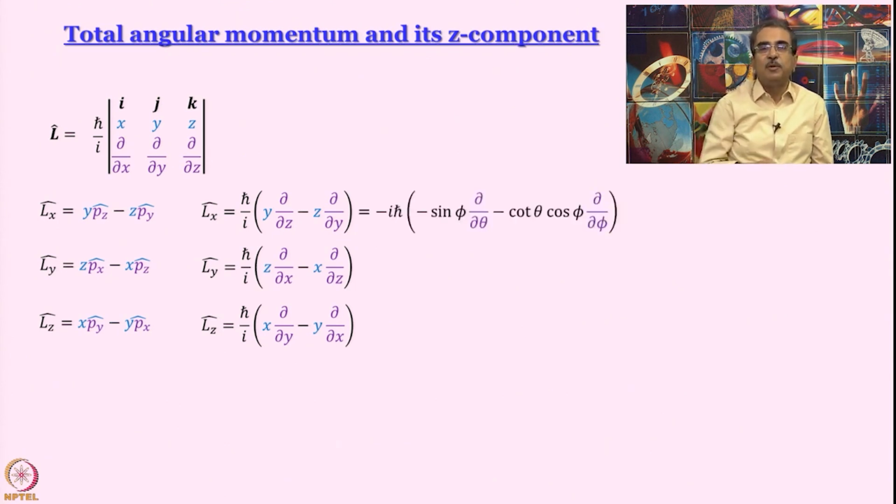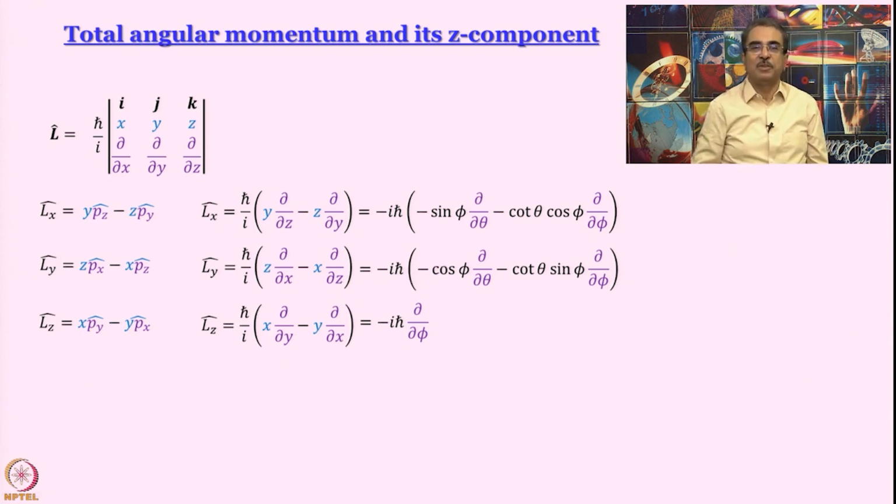So, it turns out that in spherical polar coordinates, Lx hat operator is minus i h cross multiplied by minus sin phi del del theta minus cot theta cos phi del del phi. You could also write h cross by i here instead of writing minus i h cross. For Ly hat, the operator looks very similar. The only difference is wherever you have sin phi for Lx, you have cos phi for Ly. Lz hat is the best of them all: minus i h cross, or h cross by i, multiplied by del del phi. Very convenient, that is what we are going to work with.